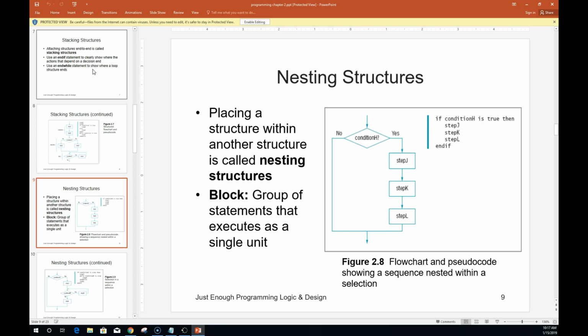We also get this term block. And so I started to emphasize that indenting. So if I look at my pseudocode, my condition, if condition H is true, then notice I've blocked out with an indent step J, K, and L. And by indenting them, that says that's a block. That entire thing has to run.